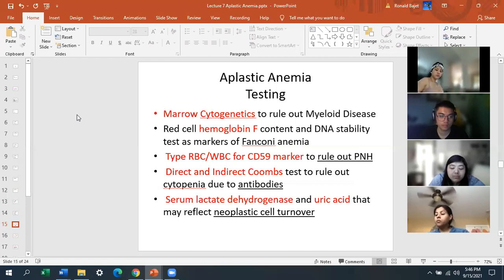And then you have the direct and indirect Coombs. Basically, direct Coombs is antibody on the surface of your red blood cell, and indirect Coombs are antibodies that are floating around in your serum. Antibodies not on your red cell. So antibodies on your red cell is direct Coombs, and indirect Coombs are antibodies in your serum. And doing both of those tests is to rule out cytopenia due to antibodies. Okay. Serum LDH and uric acid may reflect neoplastic cell turnover.